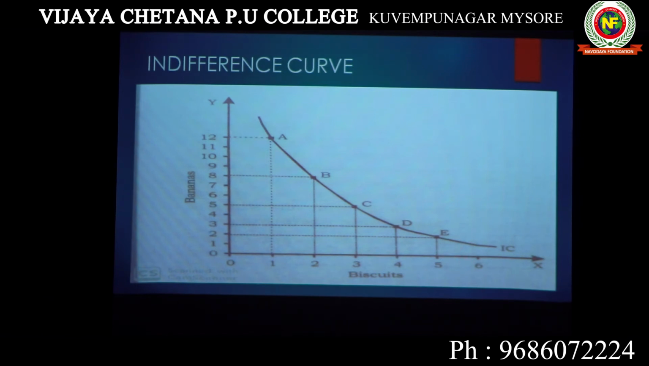How can you say that it's decreasing? See here, in the first combination, from A to B, to increase one more biscuit, he has to sacrifice 4 bananas. Now, in order to get one more biscuit, he has to sacrifice 2 bananas only. So it has come down to 2. Earlier 4, now 2. Then only 1. From 3 to 2, he has sacrificed only 1 banana to get 1 biscuit. So 4, 3, 2, 1, it is in decreasing order. That's what we call MRS is decreasing, the marginal rate of substitution. To get more biscuits, he has to sacrifice bananas.